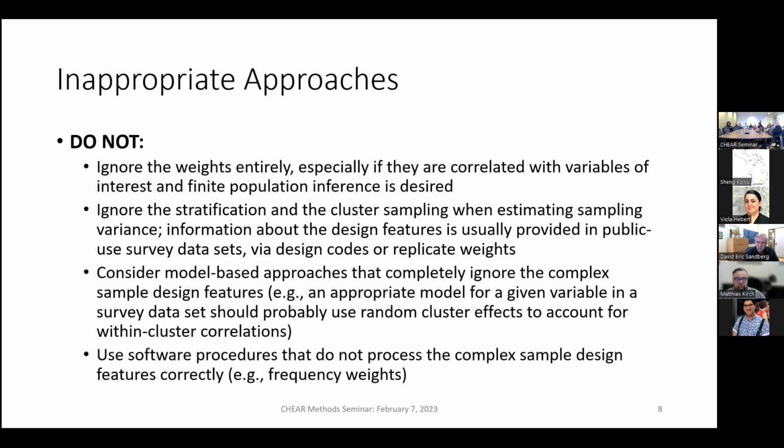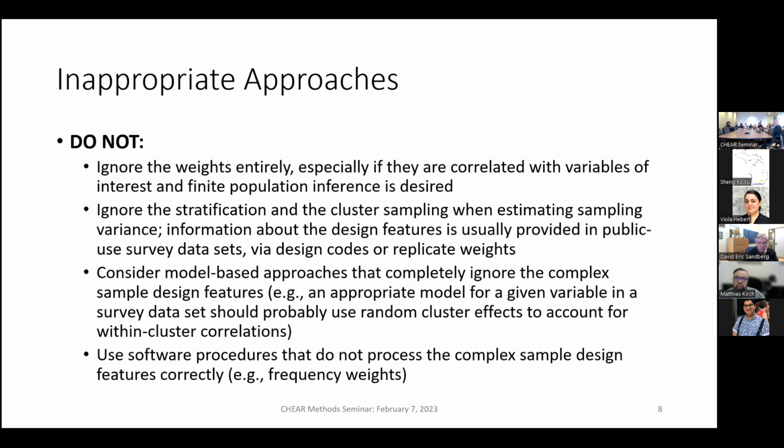So it's always a good idea to start by evaluating those weights in your weighted estimates. Do not ignore the stratification and the cluster sampling when estimating sampling variance. Again, some form of information about these design features is usually provided in public use survey data sets, whether it's the stratum and cluster codes for linearization or replicate weights for one of the replication techniques. You'll see those variables provided in public use data sets, and you can input them to the software to make sure that you're getting the sampling variance right. Don't consider model-based approaches that completely ignore the complex sample design features. Again, I have no issue with model-based approaches. I use them all the time.